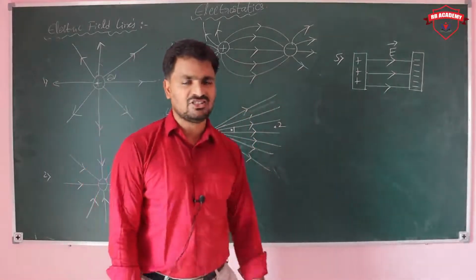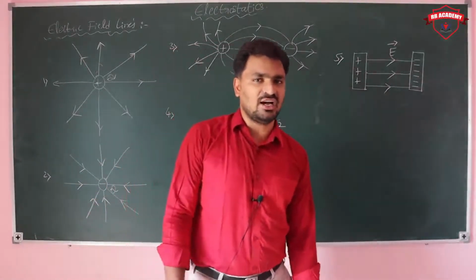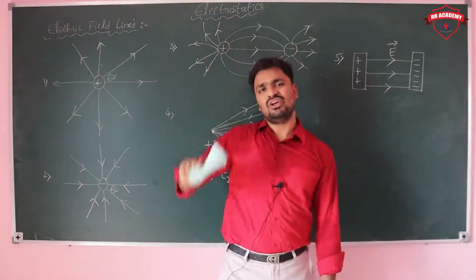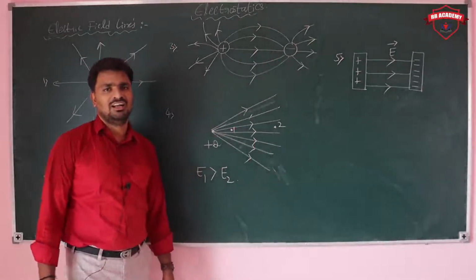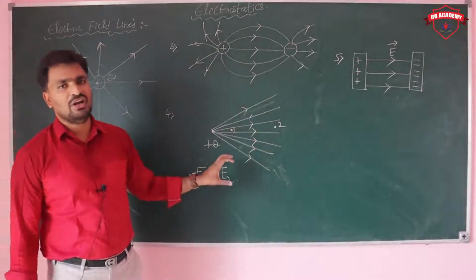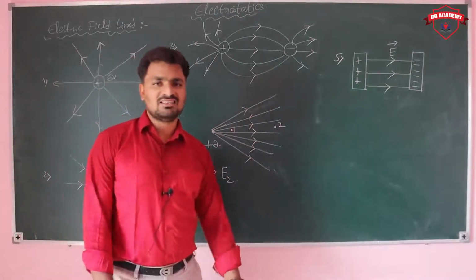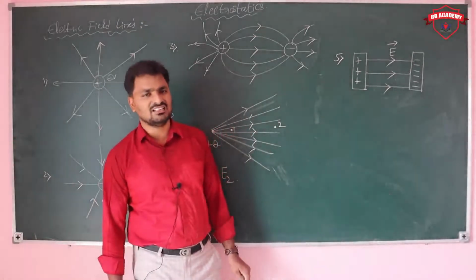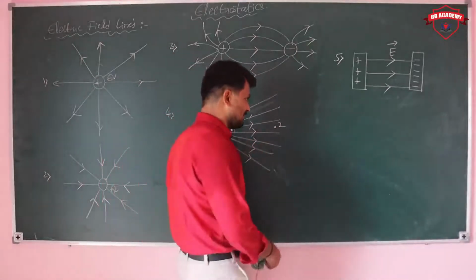So once again, let's see the properties we have discussed. First property, field lines start from the positive charge and end on the negative charge. Next, field lines never form closed loops. Next, where the field lines are crowded, their field strength is more. Where the field lines are wider, the field strength is less. Next, field lines never intersect each other. If they intersected, at the point of intersection the field would have two different directions.